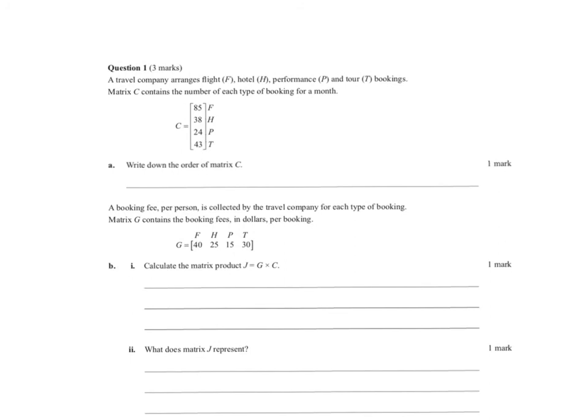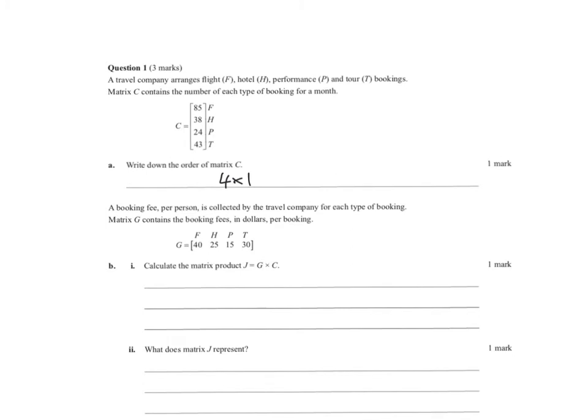Question 1. We've got a travel company which arranges flights, hotel, performance, and tour bookings. Matrix C contains the number of each type of booking for a month. Write down the order of matrix C. It's a nice one to start with. It's 4 by 1.